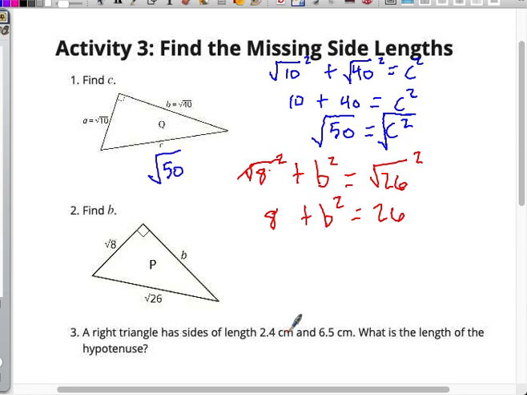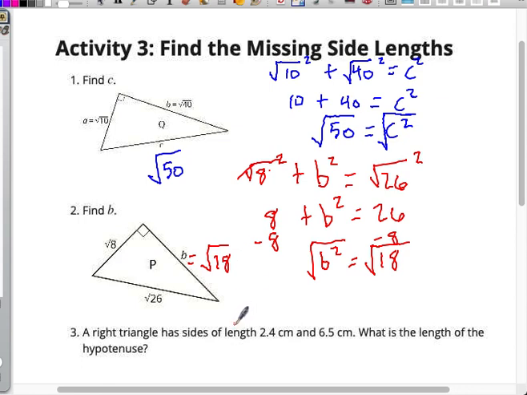And then what do I do next? Subtract 8. So b squared equals 18. Take the square root. And again, the square root of 18 does not give us a whole number, so we'll just leave our answer. B is the square root of 18.